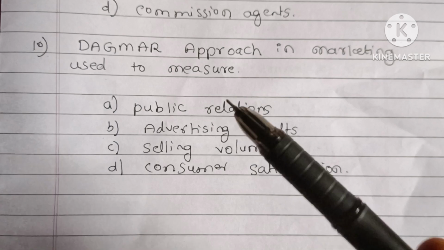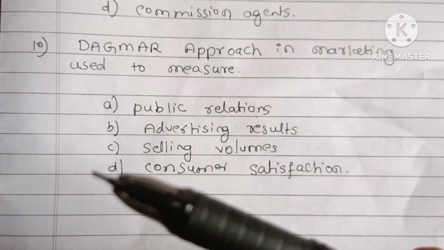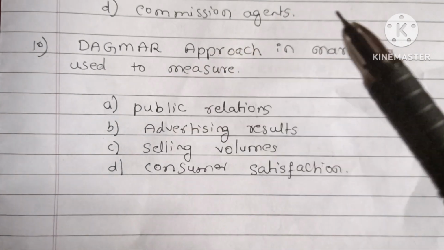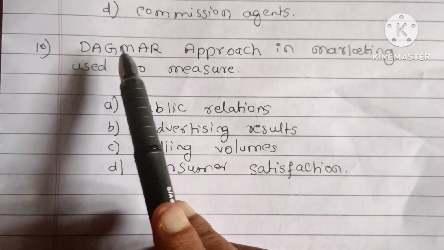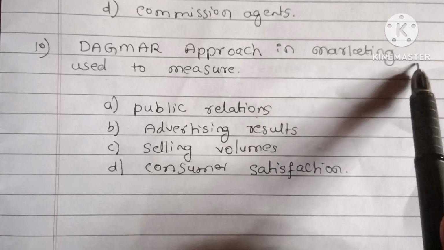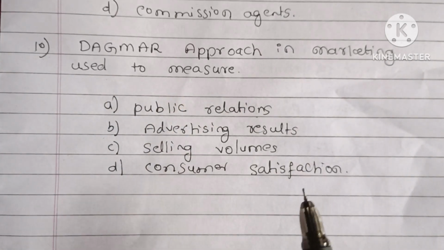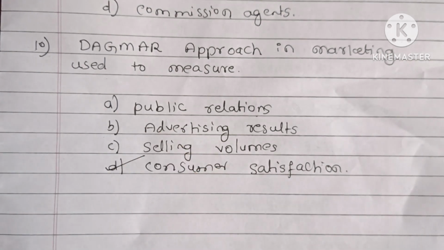In the ACCA formula, increasing the comprehension of the products and the benefit, convincing the consumer that they need the product. So Dagmar is about defining advertising goals and measuring advertising result. This approach of marketing is used to measure consumer satisfaction. Option D is the right answer.